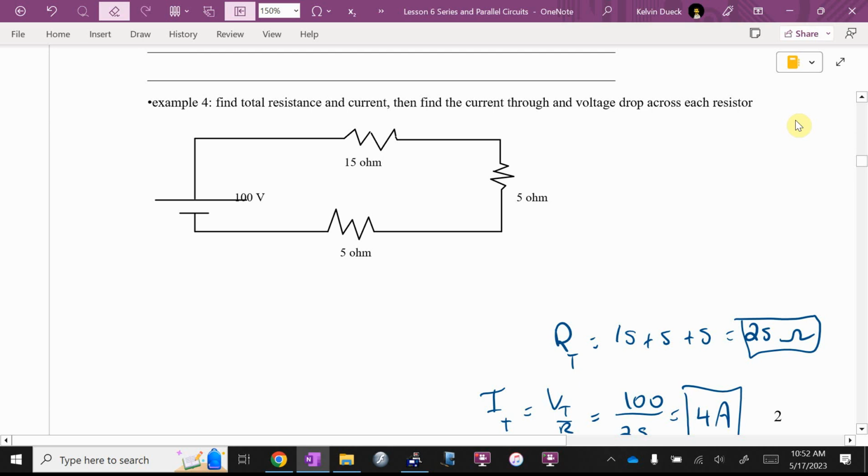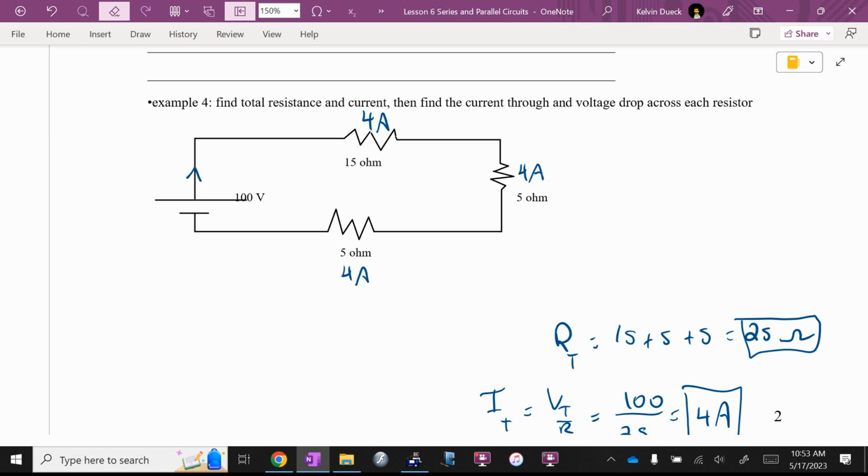Okay, well, how many amps are leaving the battery? 100 amps are leaving the battery? That's a bad guess. How many amps are leaving the battery? How many amps in the 15 ohm resistor then? How many amps in the 5 ohm resistor then? How many amps in the bottom resistor?